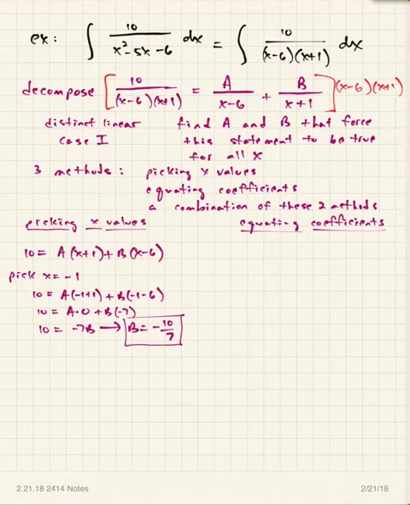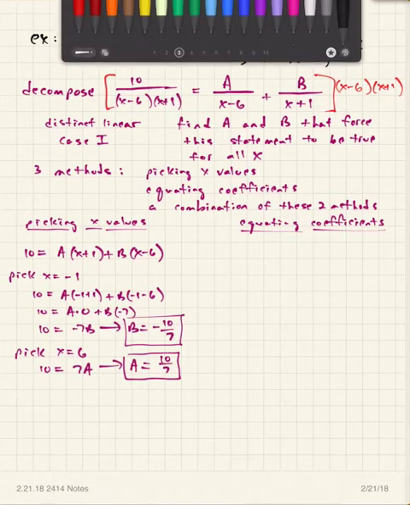And now you do the same thing again to find A. So in this case, we pick x equals 6, because 6 makes the other factor equal to 0. And what do you get there? You get 10 is equal to 7A. And so A is equal to 10/7. And what we have done is we have decomposed the fraction that's in the integral.